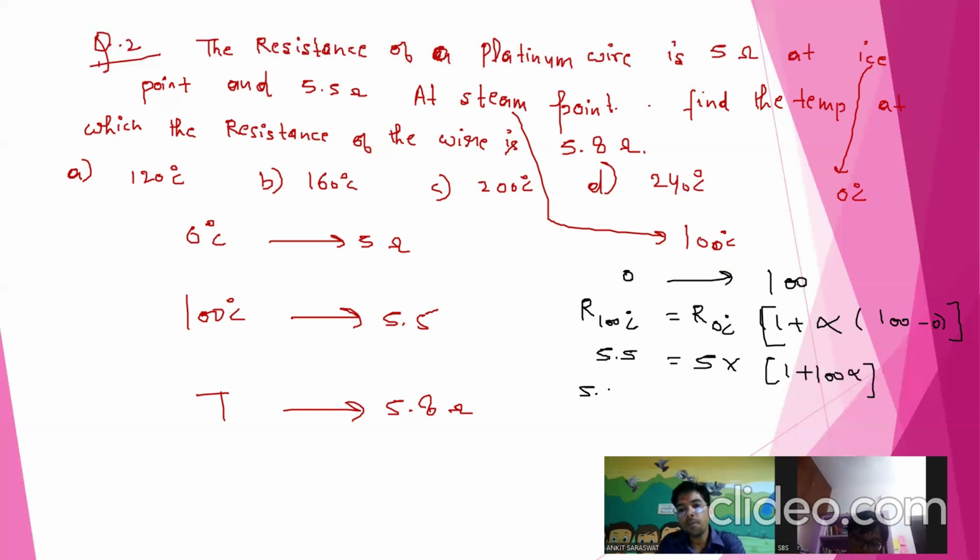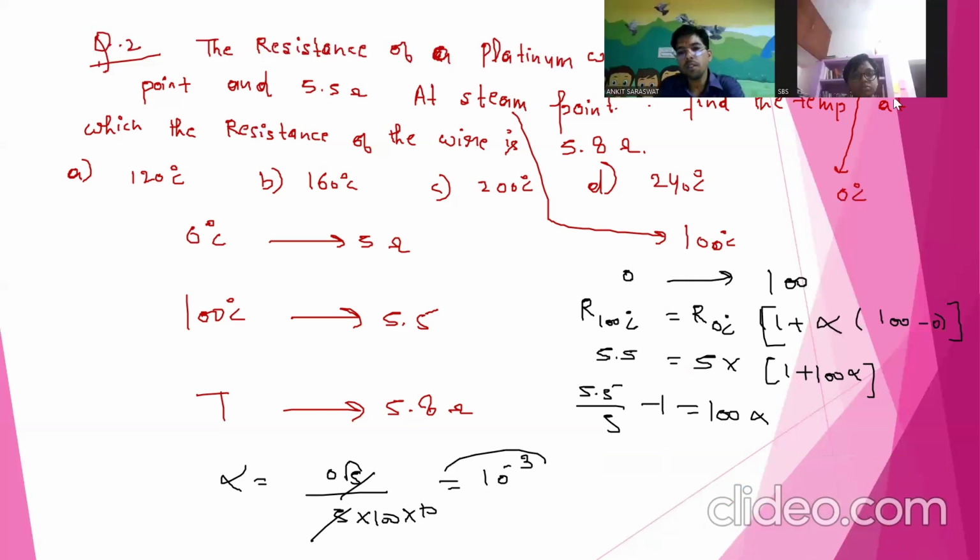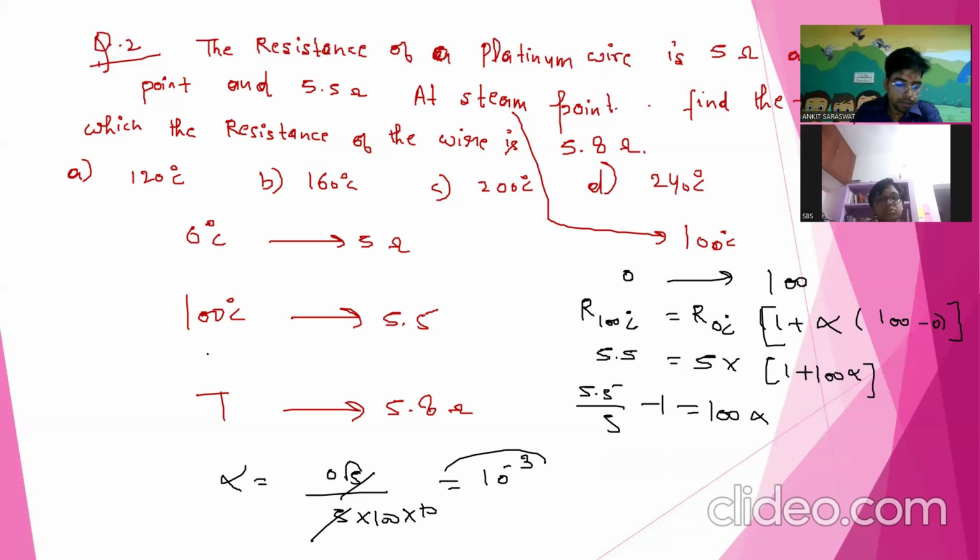So it will be 5.5 by 5 minus 1 equals 100 alpha. What is the value of alpha? Tell me. Alpha will be 0.5 upon 5 times 100, which is positive 10 to the power minus 3. Whatever the unit is, we do not worry. We got the alpha. Now again apply the same formula, from 0 to T, resistance at this temperature T.